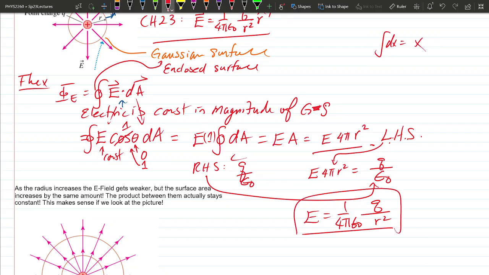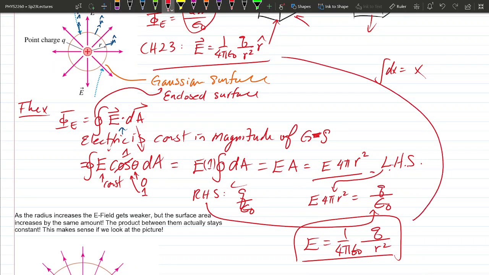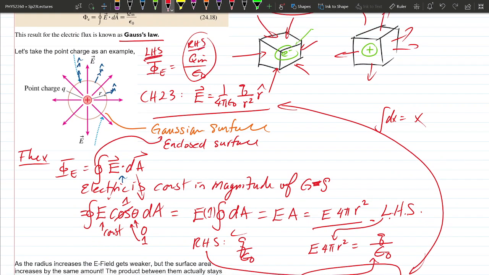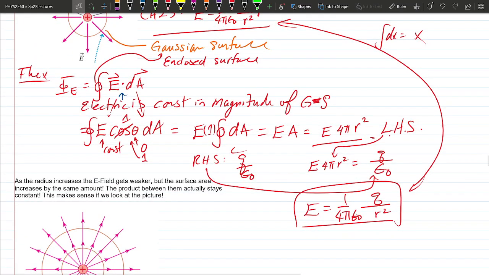And that's exactly the same answer we found from chapter 23. Left-hand side, right-hand side, we're talking about the equation for Gauss's law. This is the left-hand side of Gauss's law. The right-hand side of Gauss's law is this. Exactly. Thanks for that clarification.